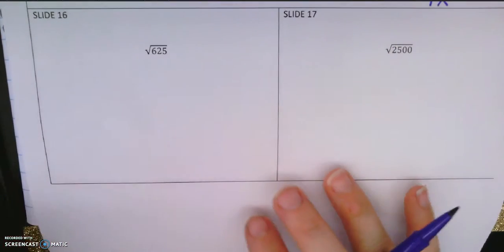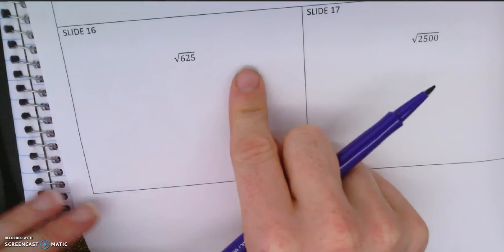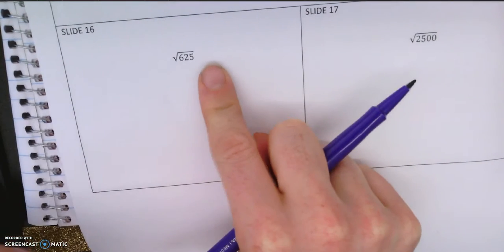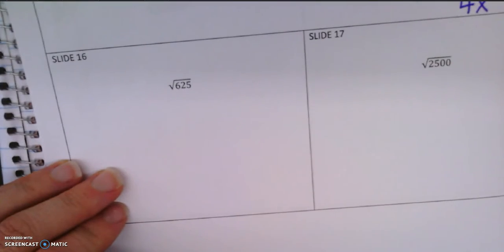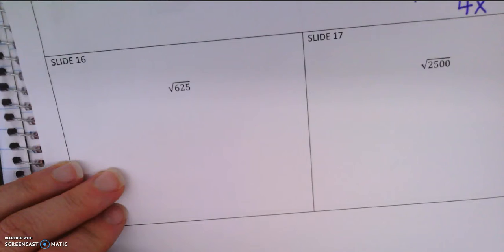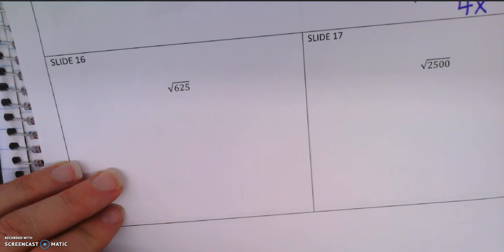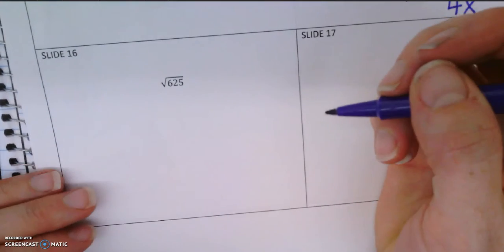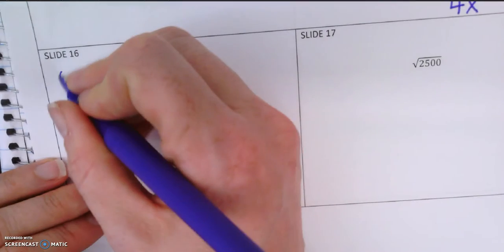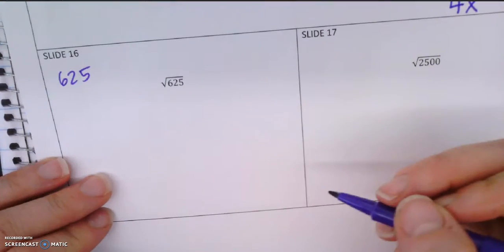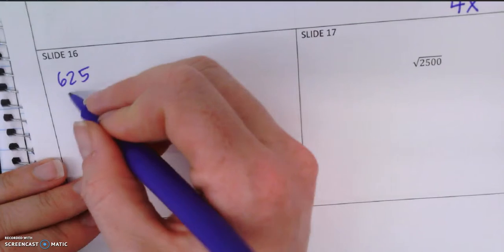Okay, so let's take a look at slide 16 and slide 17. Taking a look first at slide 16, the square root of 625. When you're looking at 625, you might not know already what 625 is if it's a number times itself. If I look at 625, I always want to think of a biggest number possible that goes into it.